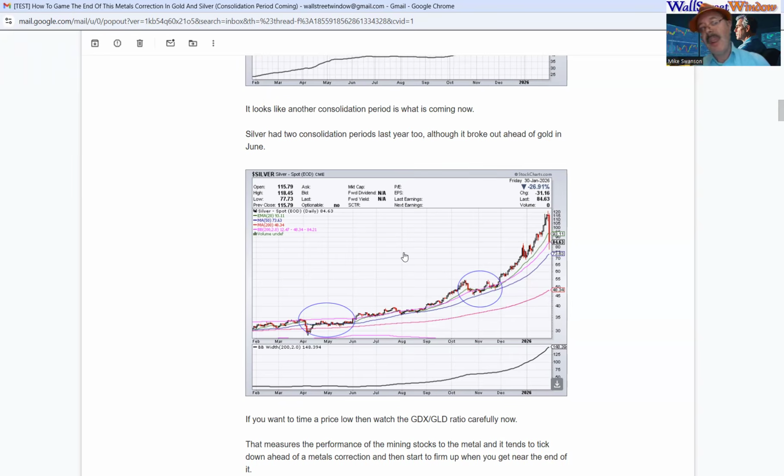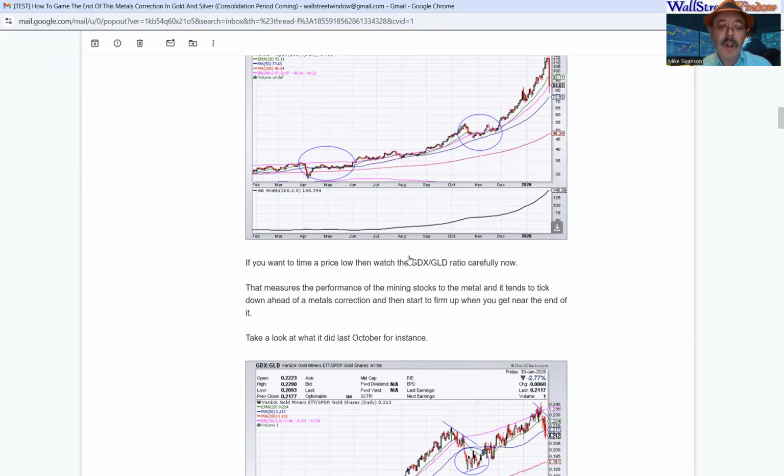So how do you time the bottom? How do you figure out if you want to try to play a price low? You watch the GDX to gold ratio. This is the most reliable buy sell indicator I know for the metals market. The GDX is the mining stock ETF. Yes, I own a position in it. Yes, I own GLD. I own silver ETFs too, all sorts of metals ETFs. But GDX is the mining stock ETF.